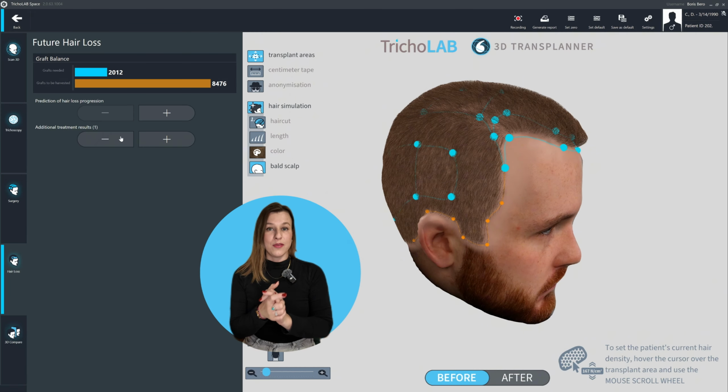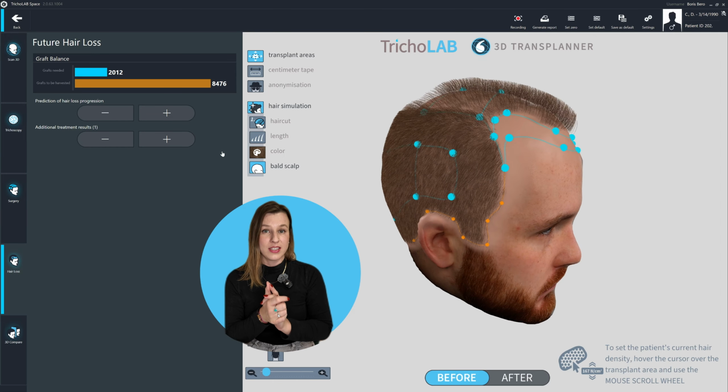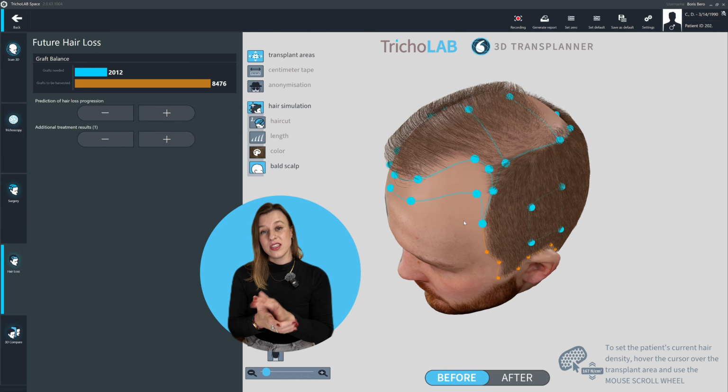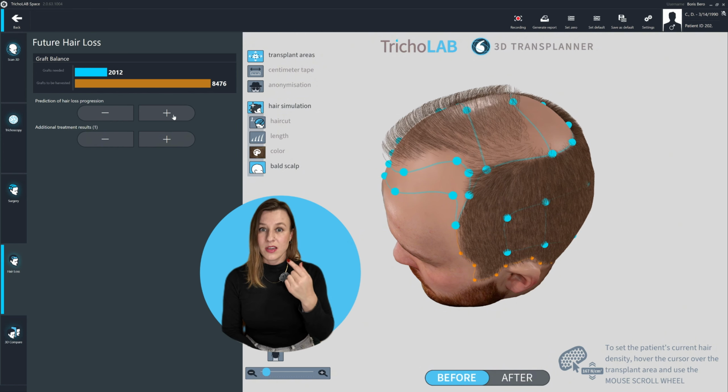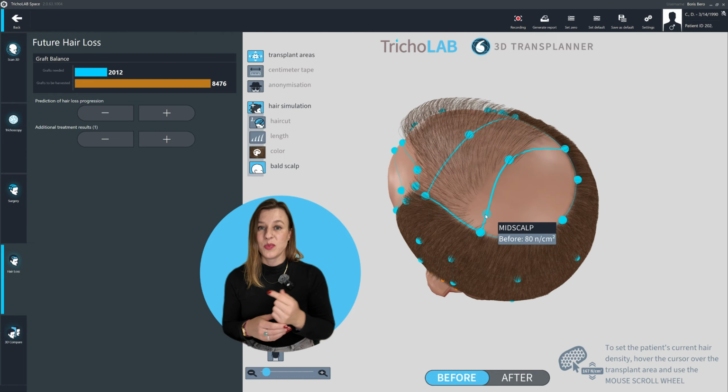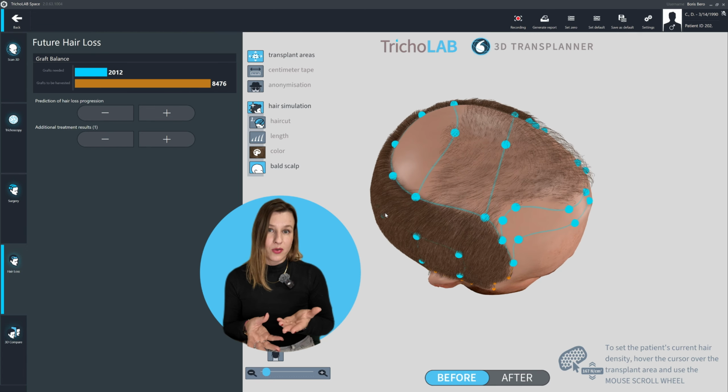I'm now activating the future simulation mode. This allows us to project the likely hair loss progression based on the family history and genetic patterns. Most patients will experience continued thinning, particularly in the vertex and mid-scalp regions. As you can see, the hair density decreases posteriorly. This is a typical progression pattern.